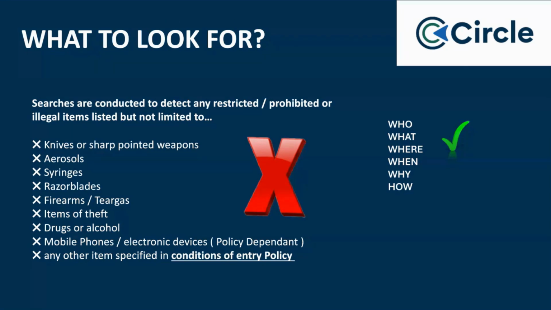Any conditions of entry that are named within a policy, you are to adhere to. Using the format of who, what, where, when, why, and how is how you will establish or build relevant suspicion on an individual. So who is that individual? Where are they going? Why are they going there? Is there a purpose for them being there, for instance? What are they taking with them? And are they allowed based on the conditions of entry? So who, what, where, when, why, how.